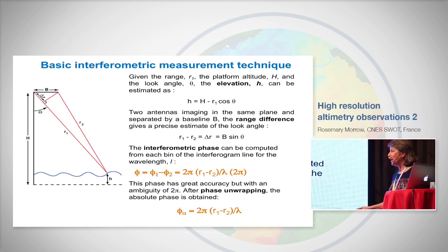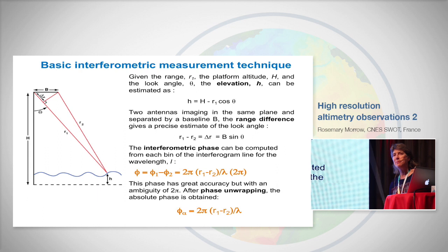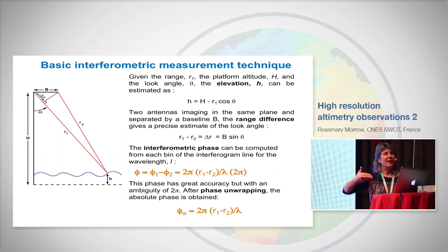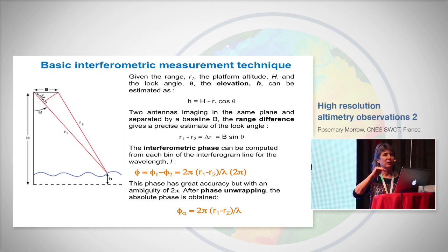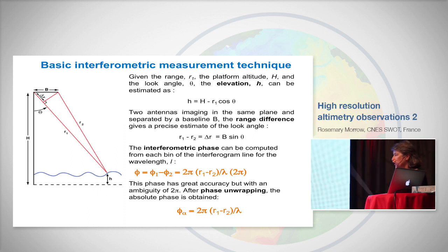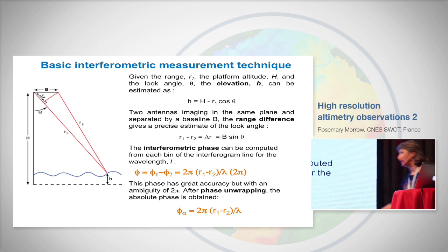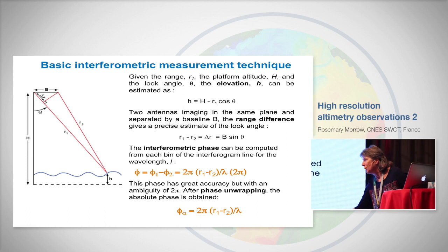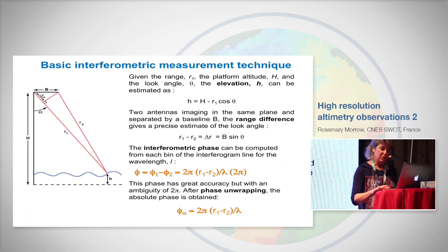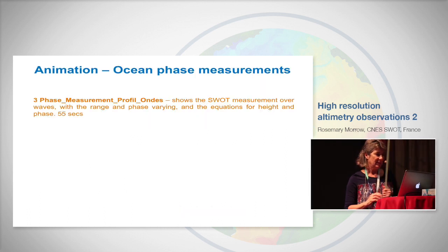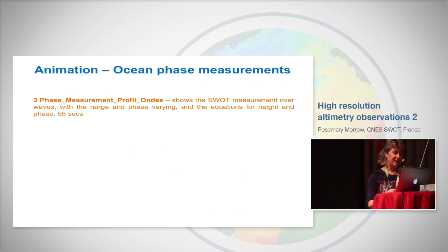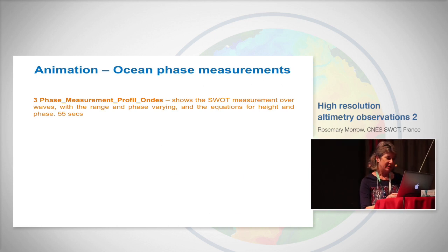And there's a 2π ambiguity in not really knowing the absolute level of the sea surface height. And so you have to do what they call a phase unwrapping to come down and find the absolute phase that we can then use to calculate the height. So my final animation explains that perhaps a bit better.